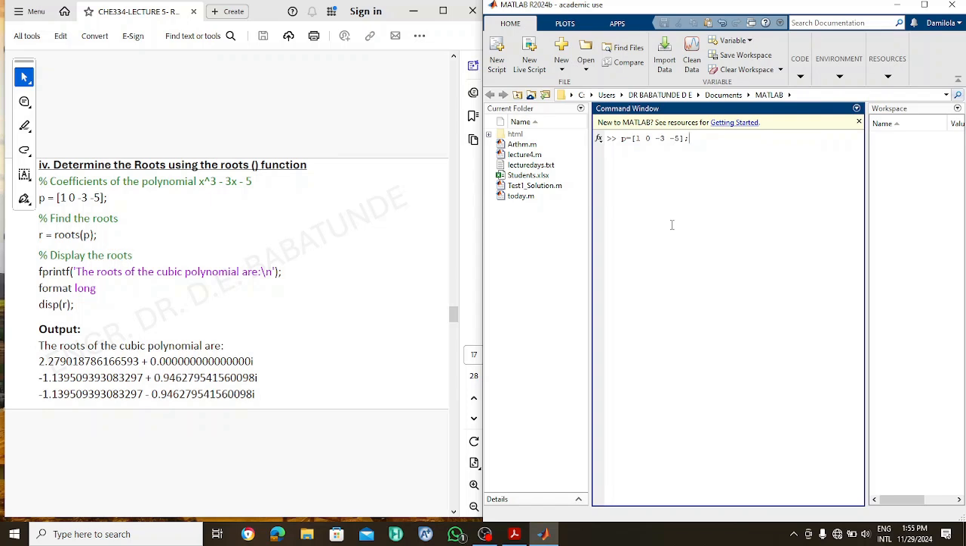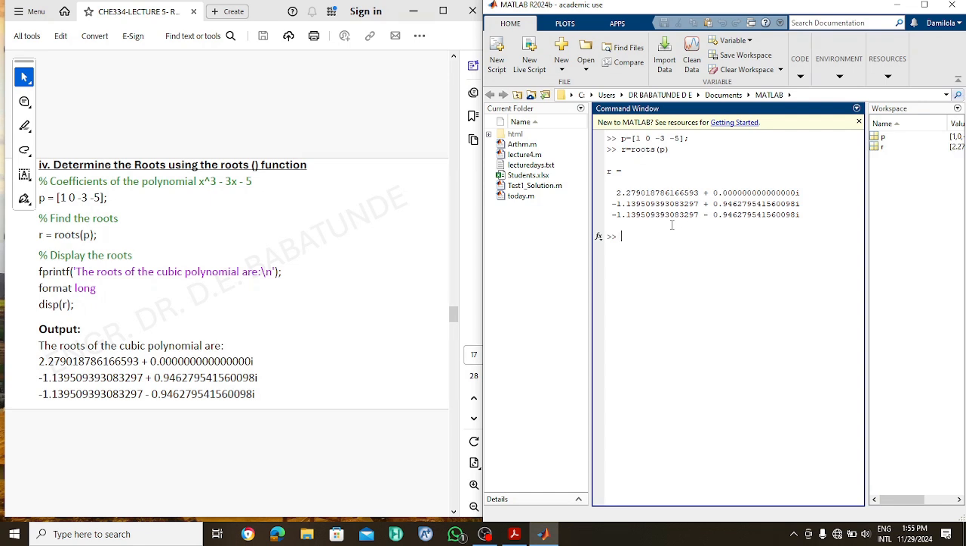Now that you have created the vector, you can now pass it into the function roots. So let's say the solution you are looking to get, you want to store it in small letter r, and the function you are calling to get the solution is roots into brackets, that coefficient that you just created. Okay, so I don't want to suppress it, I want to see my answer. So let me press enter. So those are the results.